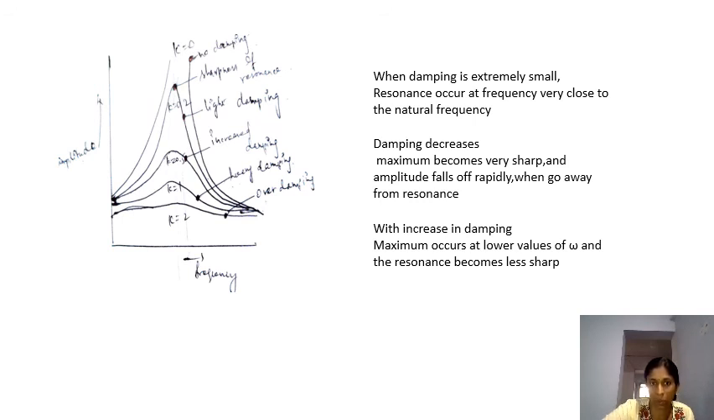When the damping decreases, what happens? The maximum becomes very sharp, and the amplitude falls off rapidly away from resonance. With the decrease in the damping, the amplitude gradually decreases away from the peak. This graph shows the relation between resonance and damping with respect to amplitude and frequency. So up to now, we have seen simple harmonic motion.